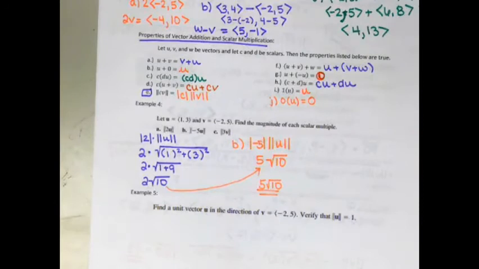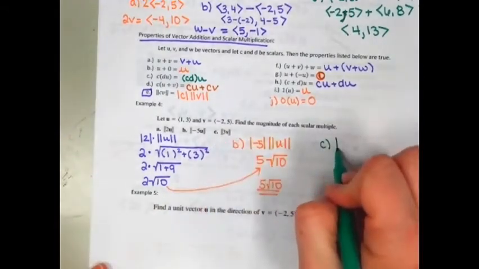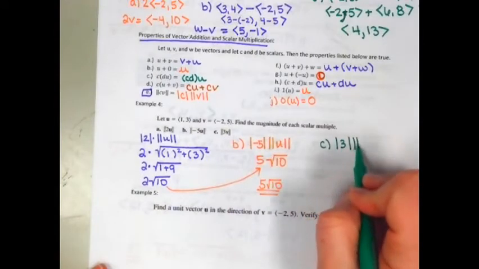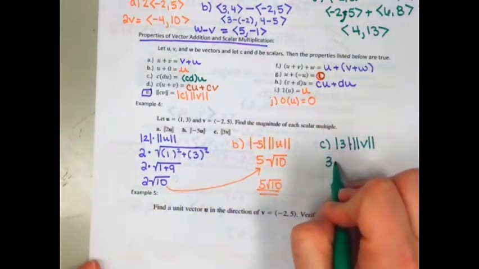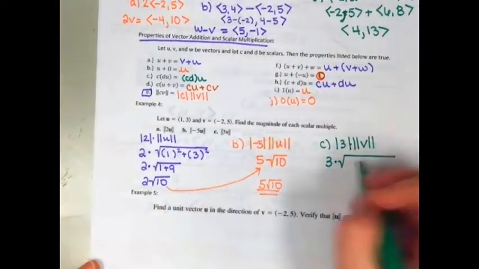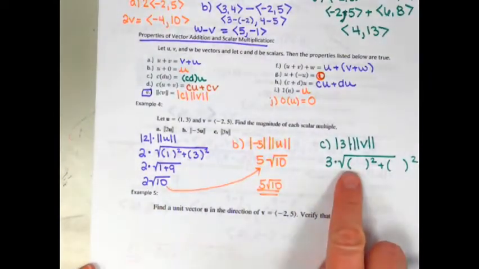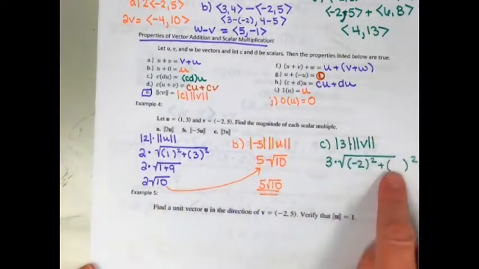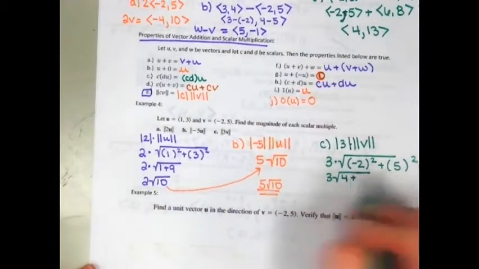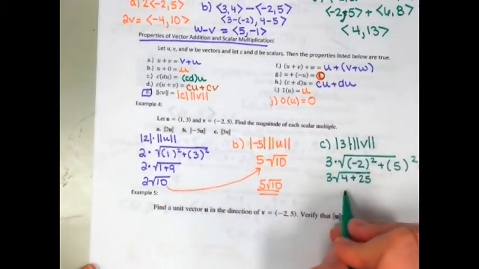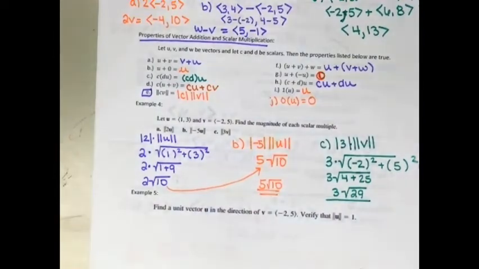And then, see? So the magnitude of 3v would be the same thing as the absolute value of 3 times the magnitude of v, right? What's the absolute value of 3? 3 times. Now we need to find the magnitude of v. So we're going to take our v1 squared plus our v2 squared. And what's my v1? -2. And what's my v2? 5. So what's -2 squared? 4. Plus what's 5 squared? 25. And what's 4 plus 25? 29. And can I simplify the square root of 29? Nope. So we get 3 radical 29.